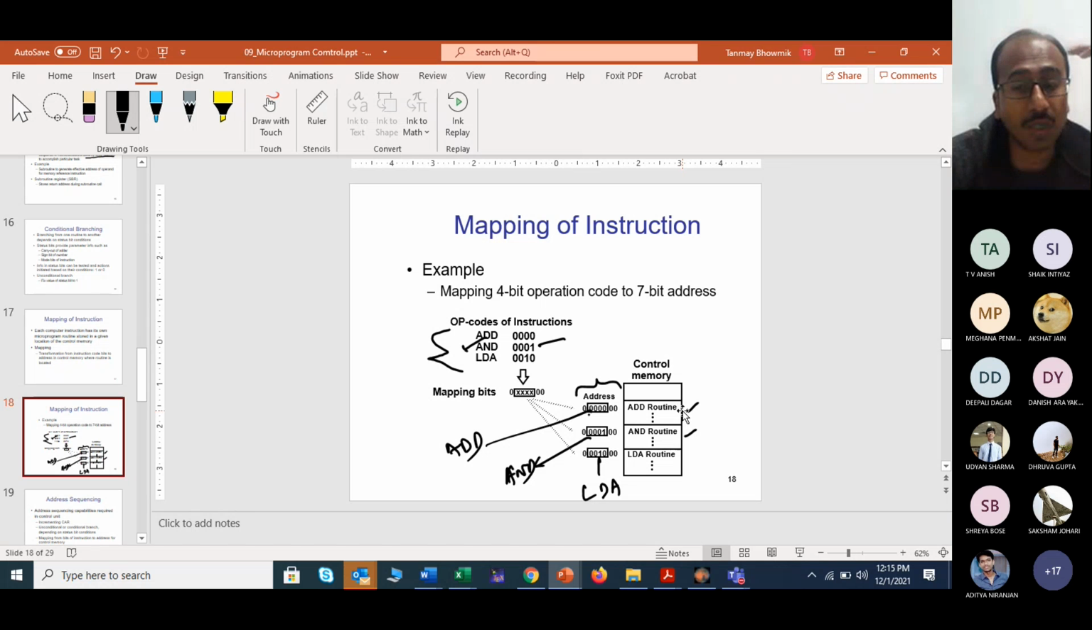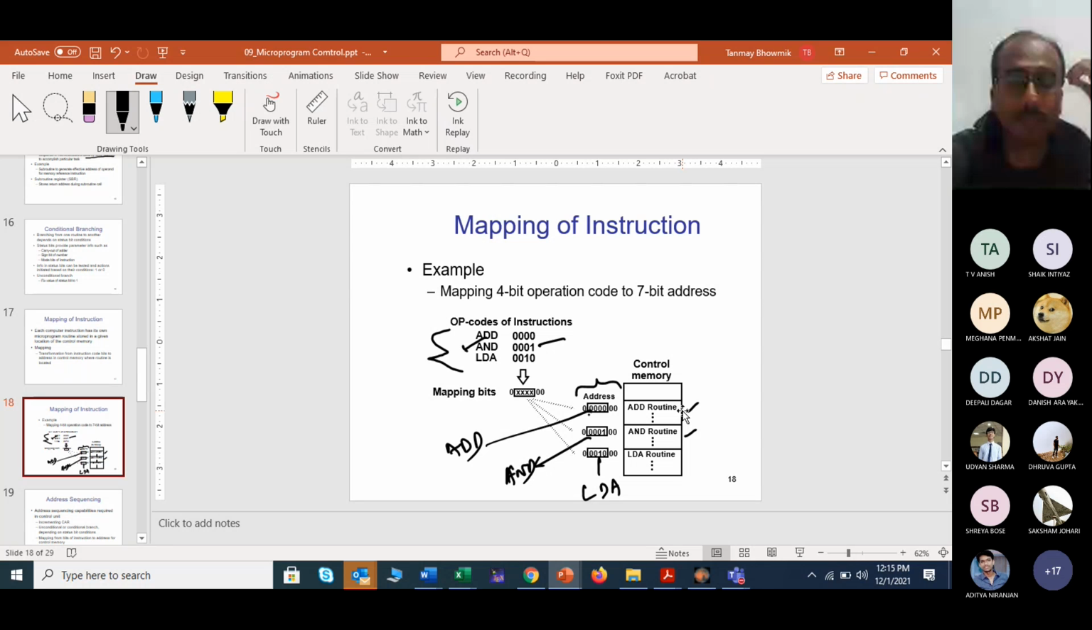So when it sees that your 6th bit, 5th bit, 4th bit and 3rd bit are all 0, it will send the information that yes, it is all 0, so it is an add operation. So it will be mapped with the add routine. And where are these add routines stored? Obviously in control memory.